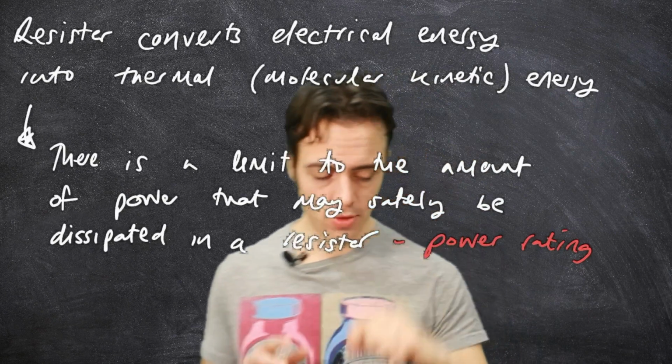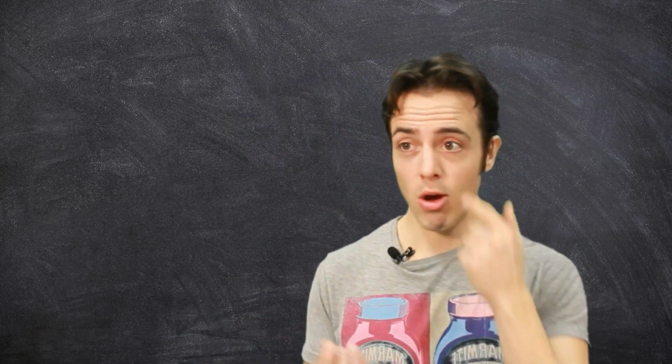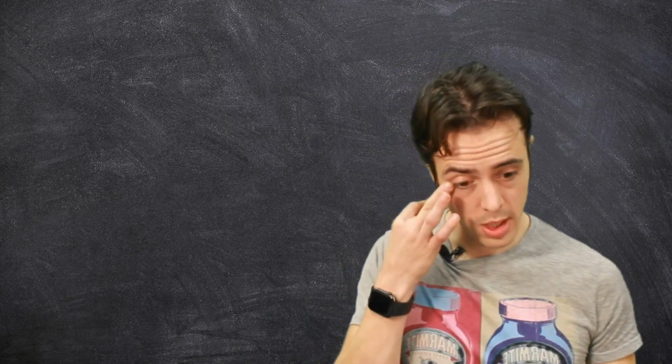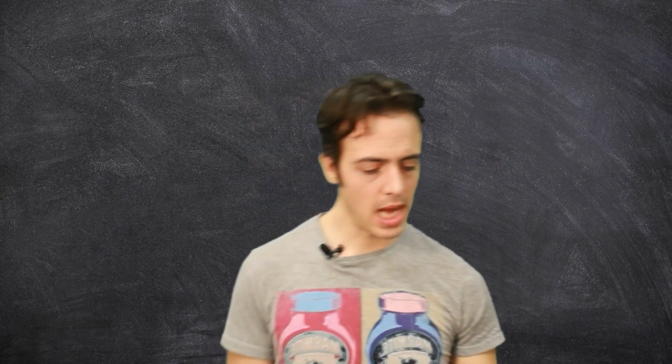So this is a 100 ohm resistor. I know this because of the color code. Moreover, I know it because I just pulled it out of the drawer of 100 ohm resistors. So let's think about how we can determine the amount of power that goes through this.